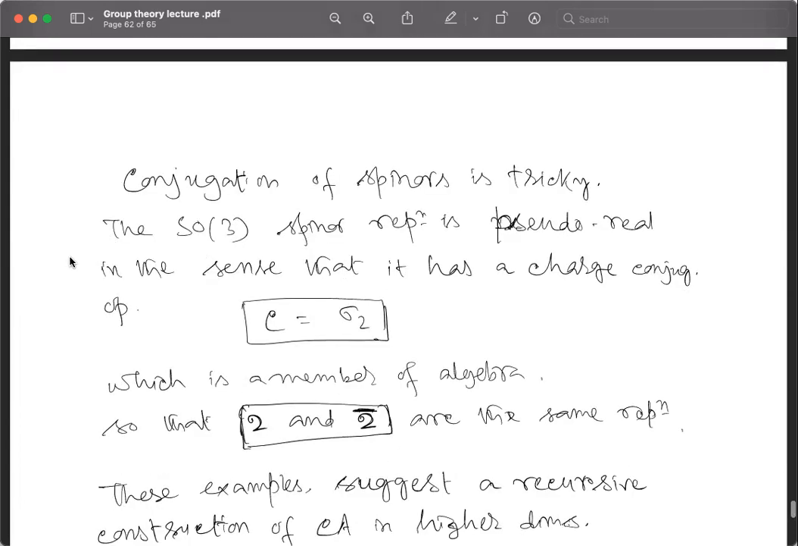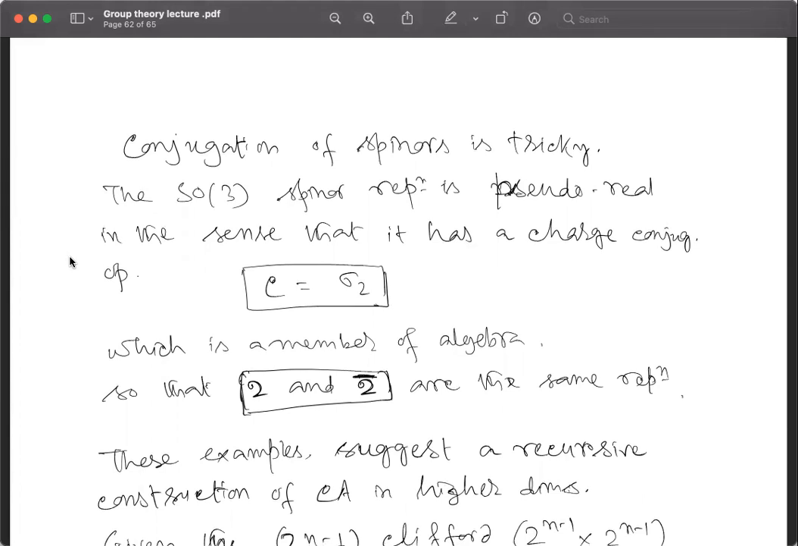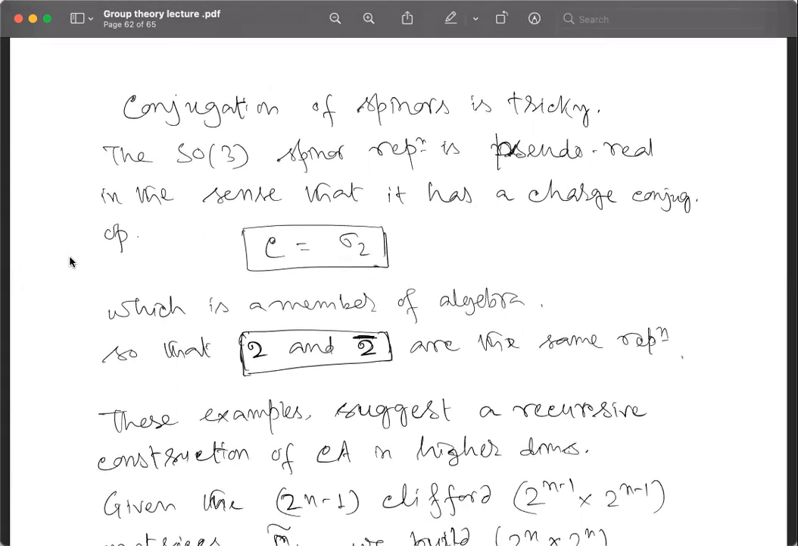So the conjugation of spinors is very tricky. The SO(3) spinor representation is pseudo-real in the sense that it has a charge conjugation operator, C equal to sigma 2. Interestingly, this is also a part of the algebra, and that's why the outcome we get for SU(2) is that 2 and 2 bar are basically equivalent, the same. But one has to recall that 2 bar is not the 2 star; it's basically i sigma 2 times 2 star, right?